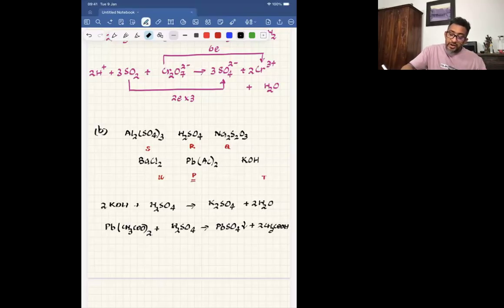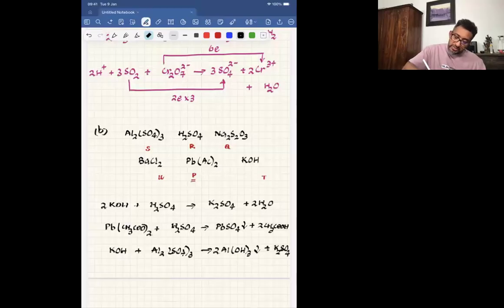T and S gives you a gelatinous white precipitate. T and S: potassium hydroxide and aluminium sulfate, Al2(SO4)3. What would you get? You get aluminium hydroxide. That is the gelatinous white precipitate. And then the other one is K2SO4. Right. Aluminium hydroxide. So 2 aluminium hydroxide, 2 times 3, 6 potassium. This is 3 potassium.